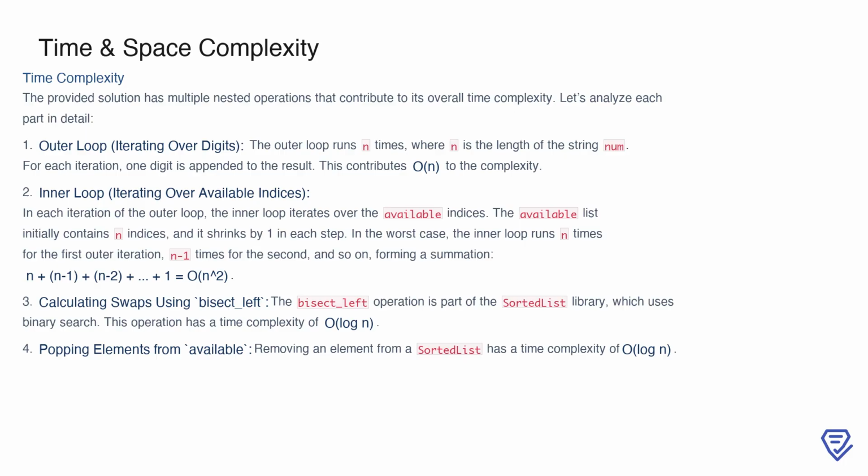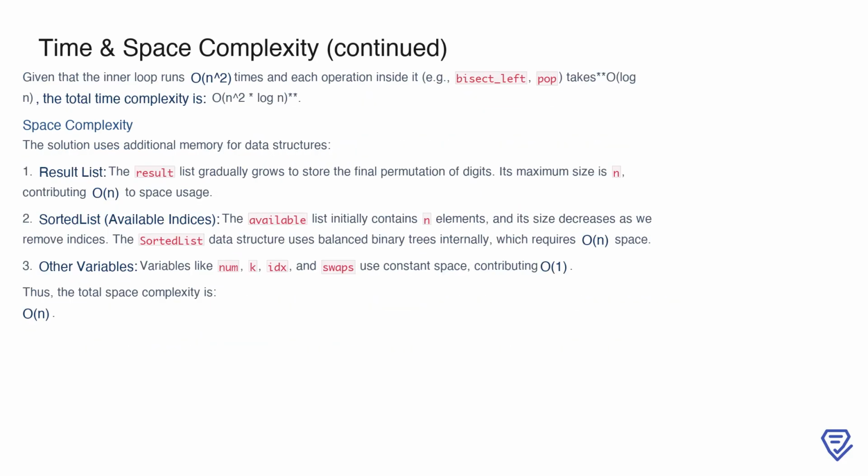Additionally, the bisect_left operation, which is part of the SortedList library, is used to calculate the position of a digit. Since it relies on binary search, it has a time complexity of O(log n). Finally, removing an element from the sorted list also takes O(log n). These operations combine to determine the total time complexity of the solution. Given that the inner loop runs n squared times and each operation within it, such as bisect_left and pop, takes log n, the overall time complexity becomes n squared times log n.